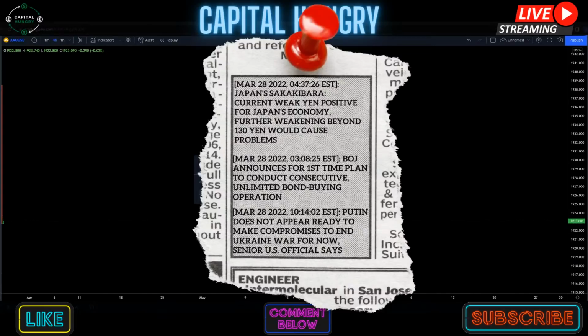Also, we just had some headlines obviously reflecting on the Ukraine and Russia tensions, as Putin does not appear ready to make compromises to end the Ukraine war. We also saw further escalations with NATO regions and Biden itching to jump into the scene there, but obviously no new events of escalation that have brought any market fear.